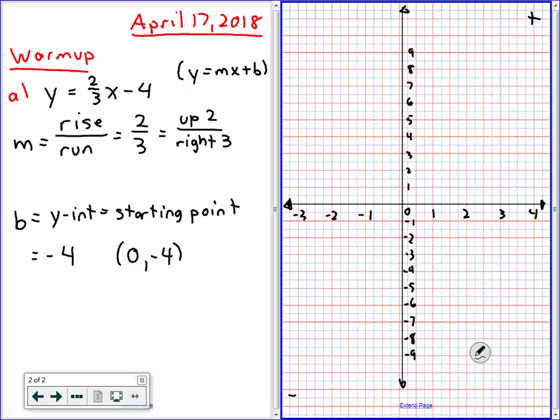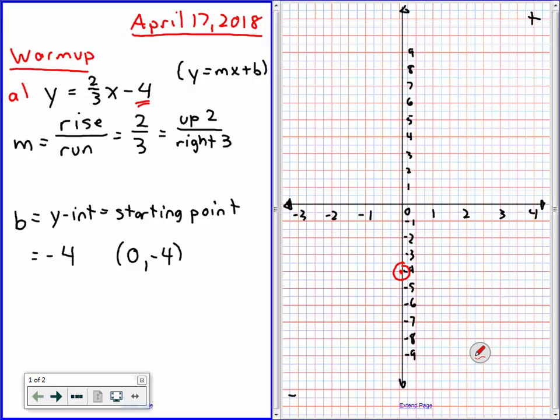Madison, what's the first point I'm going to put on my graph now, please? Where do I start my graph? Remember? 0, negative 4. Very good. So my first point on my graph is going to go right down here. Now, always when you're doing these graphs, this is always your starting point. Whatever that plus or minus thing is at the end, that's always going to be your starting point for your graph. Okay? Trent, how do I get my next point on my graph?